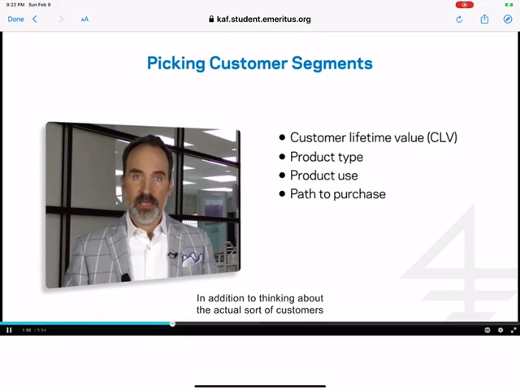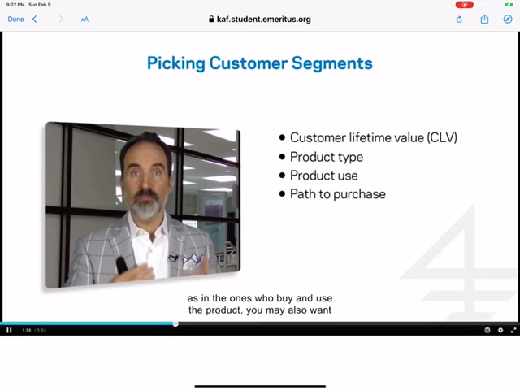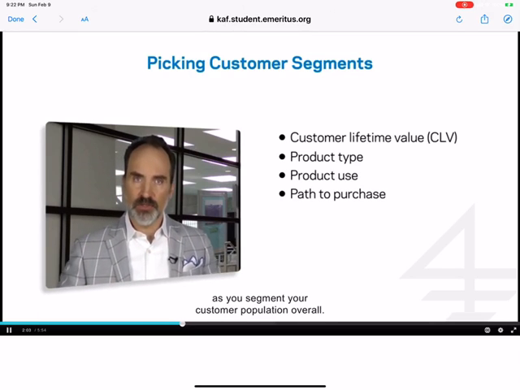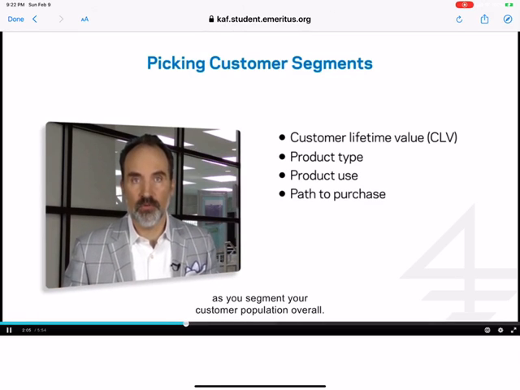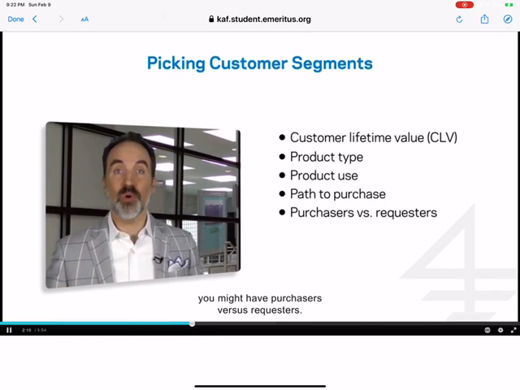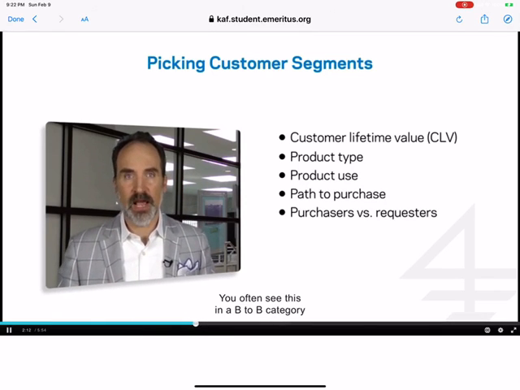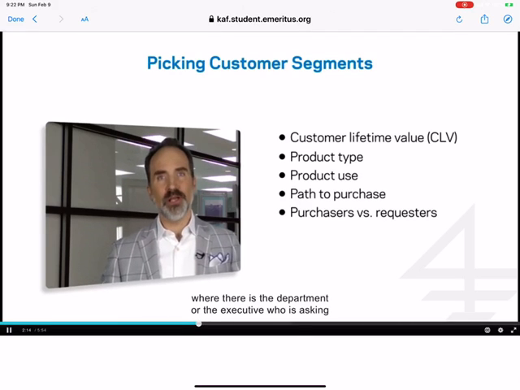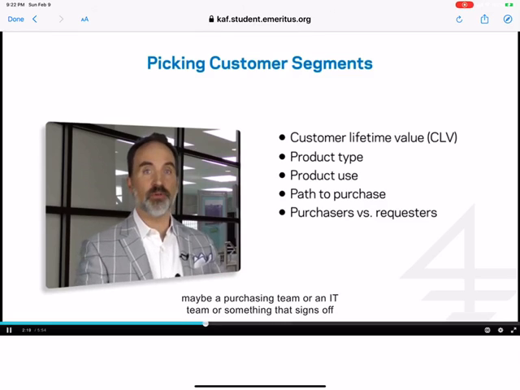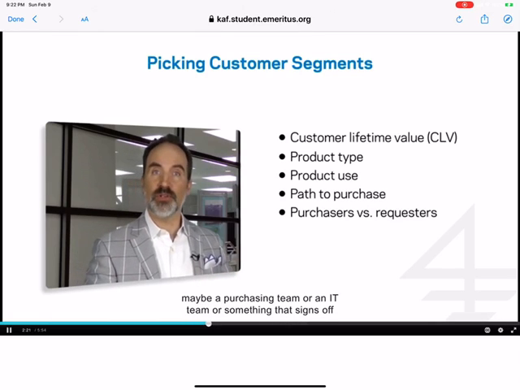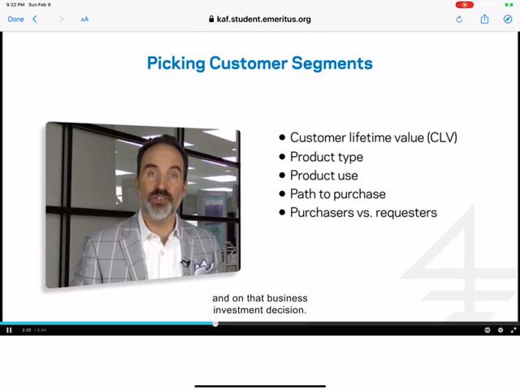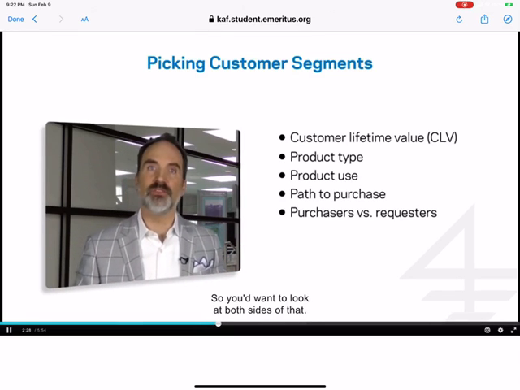In addition to thinking about the customers as in the ones who buy and use the product, you may also want to look at some other important segments as you segment your customer population overall. Depending on your category, you might have purchasers versus requesters. You often see this in a B2B category where there's the department or the executive who is asking to buy something, but there's another intermediary, maybe a purchasing team or an IT team, that signs off on that business investment decision. So you'd want to look at both sides of that.